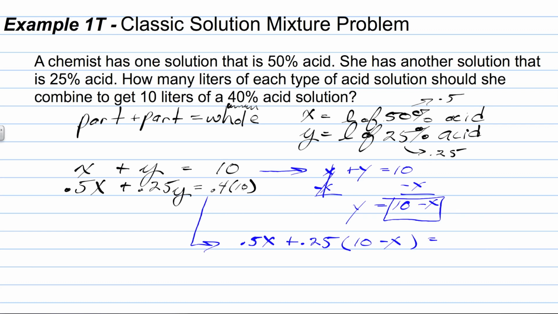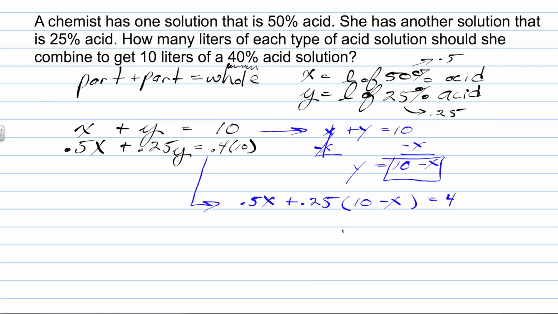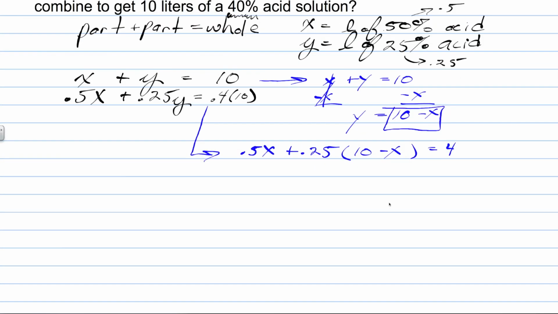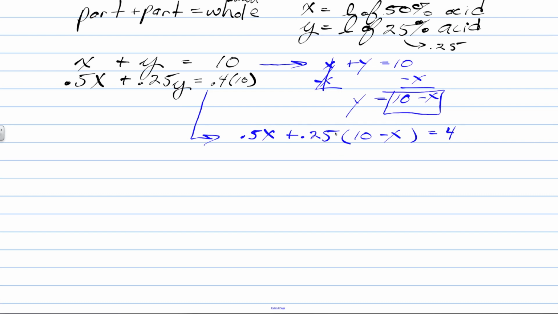And here I'll just do 0.4 times 10, which gives 4. 0.4 times 10 is 4. So now here's the equation I have to solve. Once I know this value of x from solving this equation, you can see that right here. This is what I'm solving.